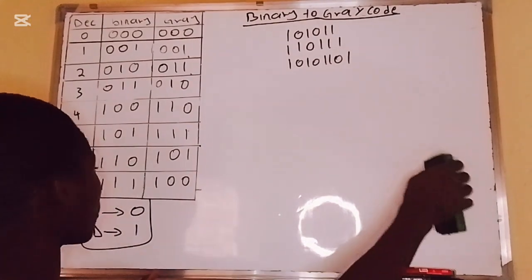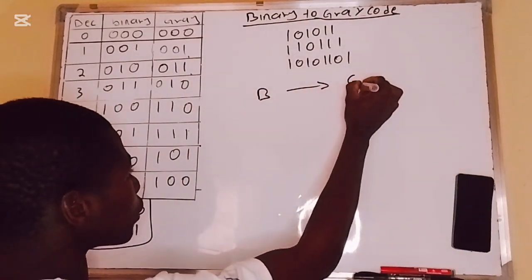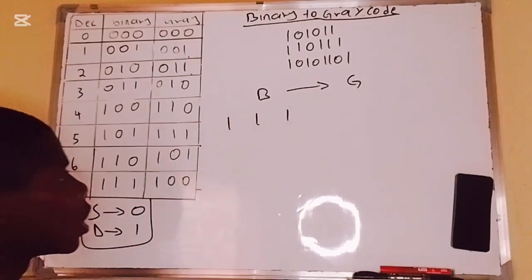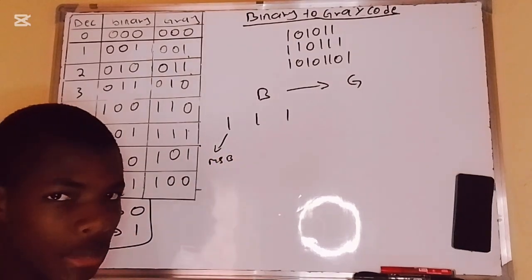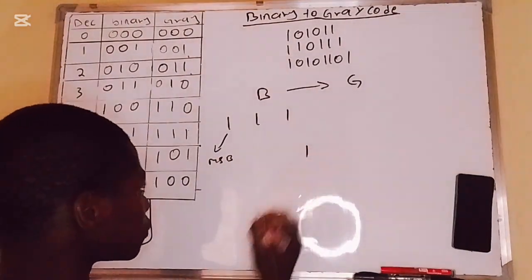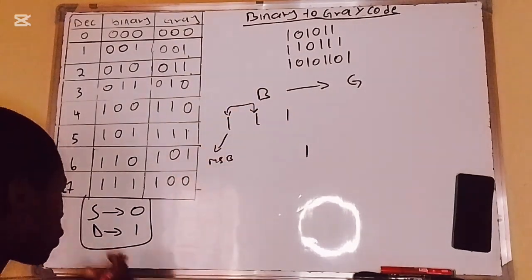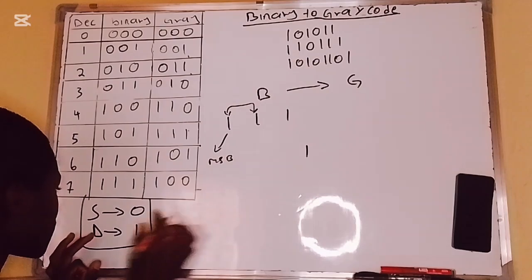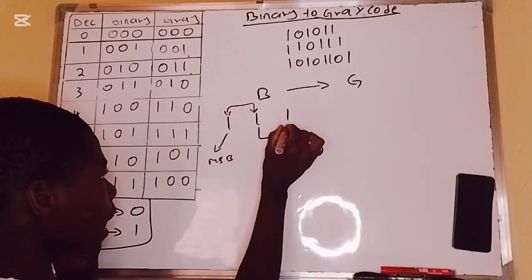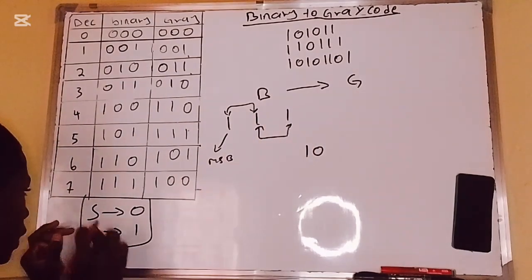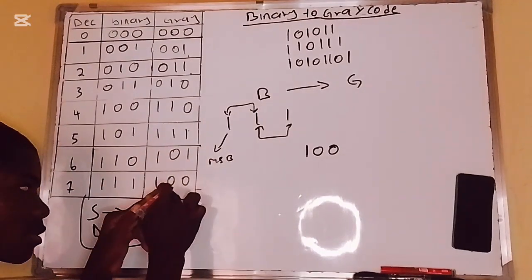So let's check for this 111. I have, from binary to gray, 111. This is the MSB, the most significant bit, so I have to keep it down. Next, I mix this and this. 1 and 1, are they the same? Yes, they are the same, so it is 0. And these values, 1 and 1, are they the same or not? They are the same, so it is 0. So as you can see, this 111 turns back to this.